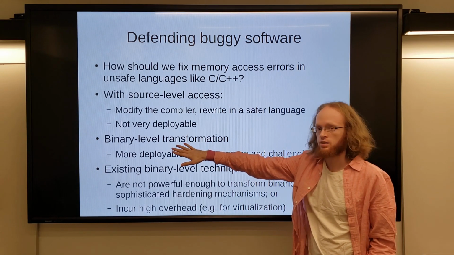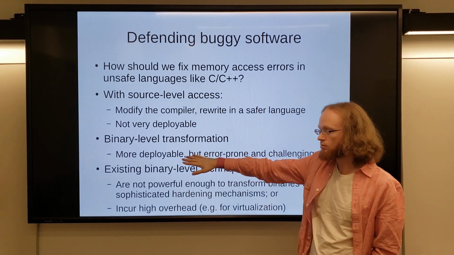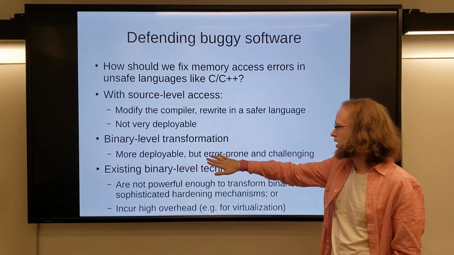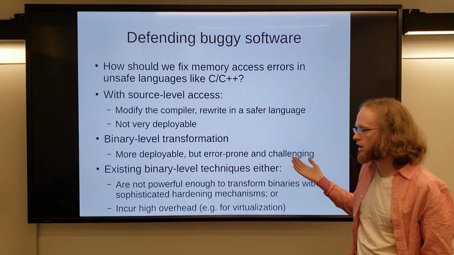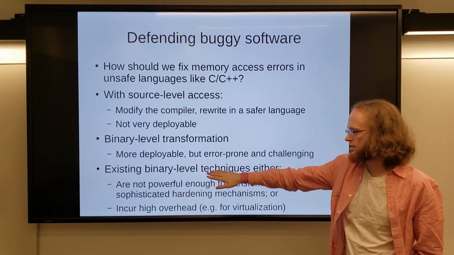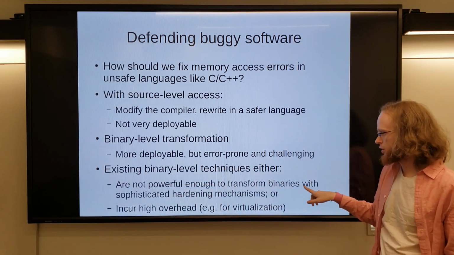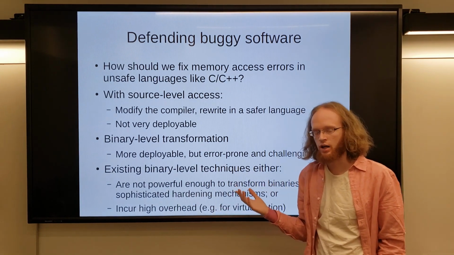So that's why we turn to binary level transformation. This is more deployable because every user has the binaries that are running the code. But changing binaries is very error prone and challenging. Binaries are not meant to be modified. And existing binary level modification techniques are either not powerful enough to do comprehensive hardening, or they just incur high overhead.